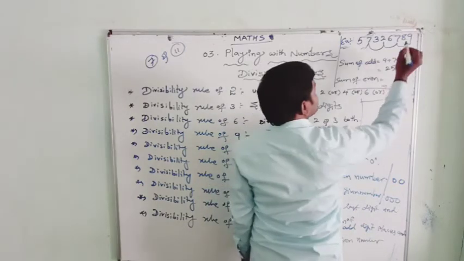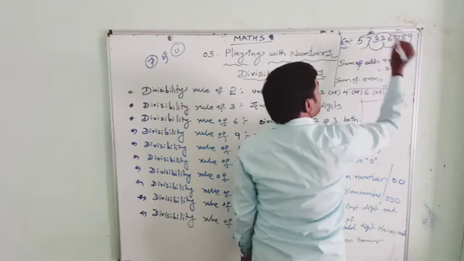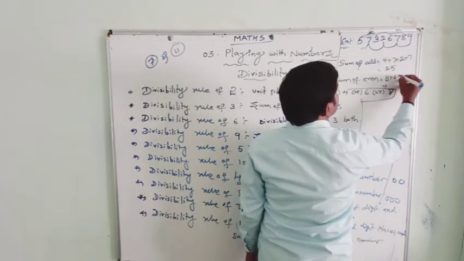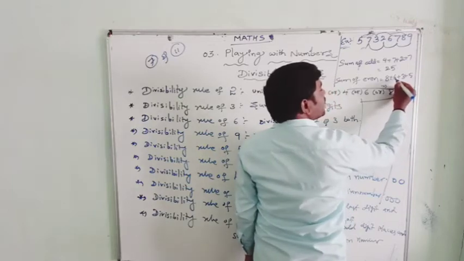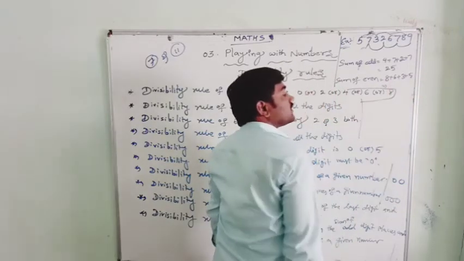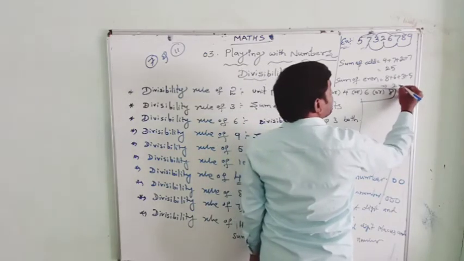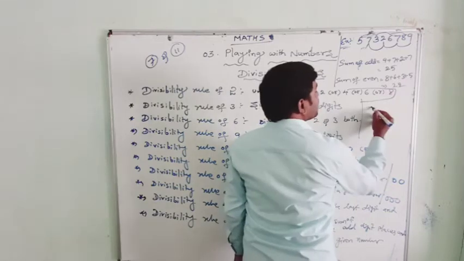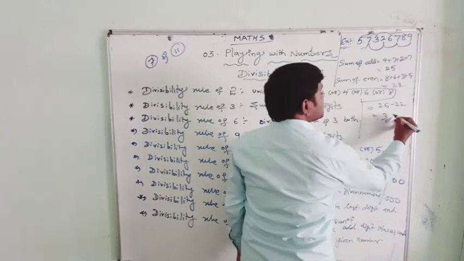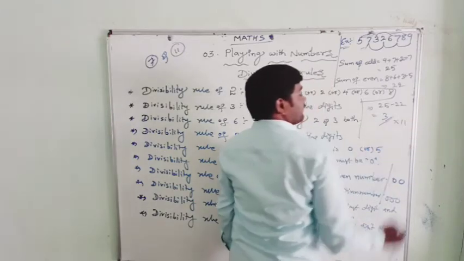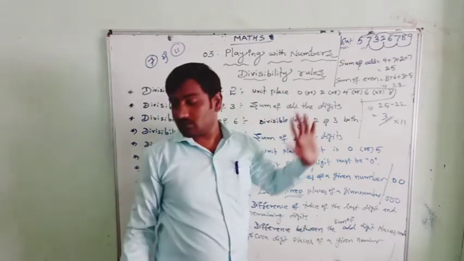Okay, now even digit places. 8, 6, 3, 5. Let's take this. 8 plus 6 is 14. 14 plus 3 is 17. 17 plus 5 is 22. So now find the difference. 25 minus 22 equals 3. Is this 3 divisible by 11? It is not divisible by 11. So the given number is not divisible by 11.